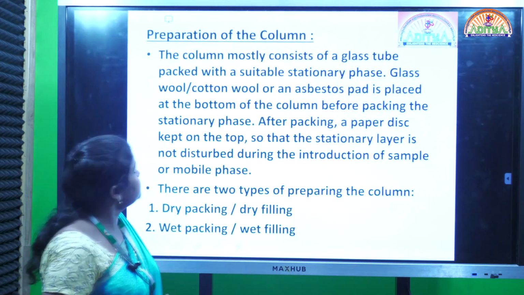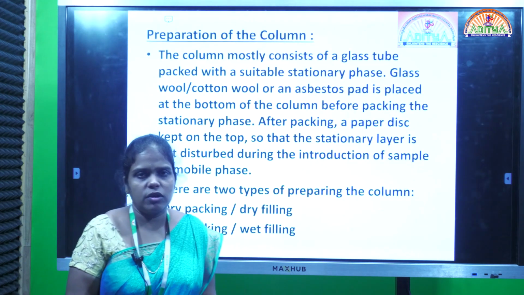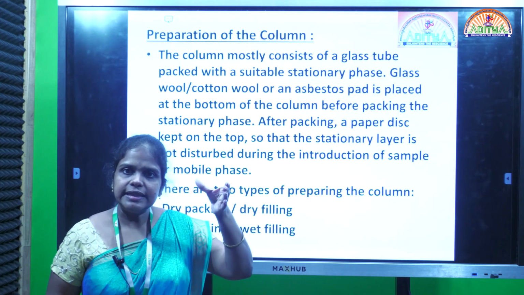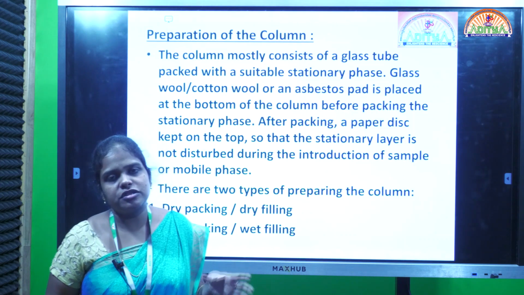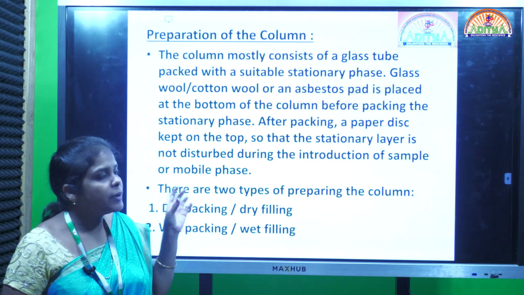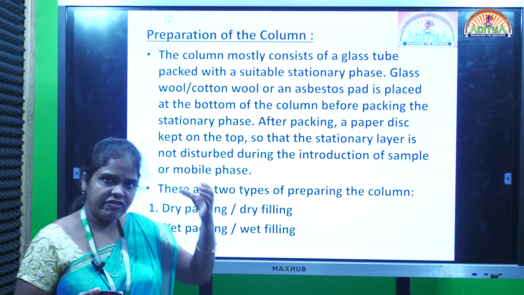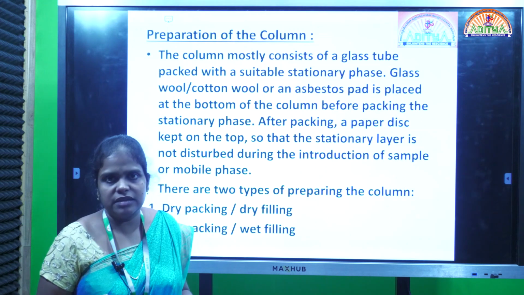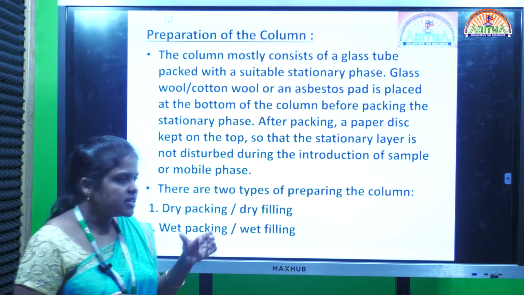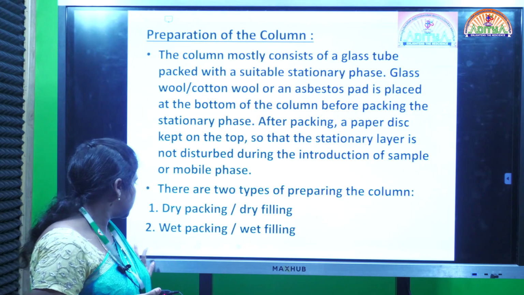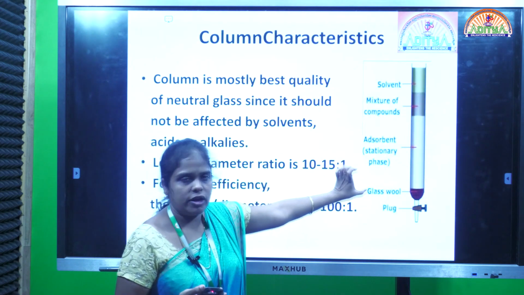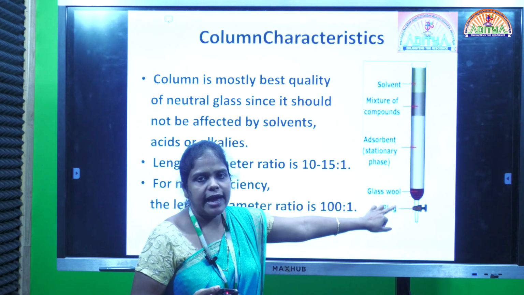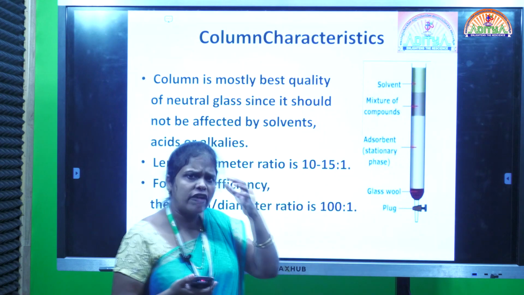And coming to the next thing, preparation of the column. First of all, you have seen what type of column you have to take. After taking that glass column with the correct dimensions of length and diameter, you have to prepare it. How you put all the things inside the column is the preparation of the column. First you have to take the column, and then keep the glass wool at the bottom of the column. Why do you have to keep the glass wool?